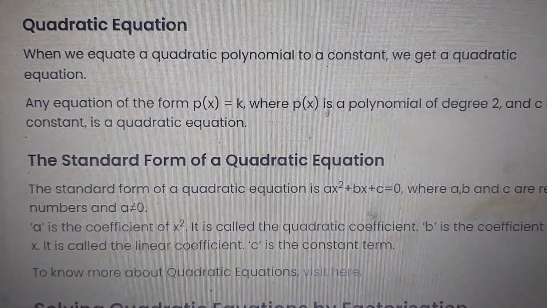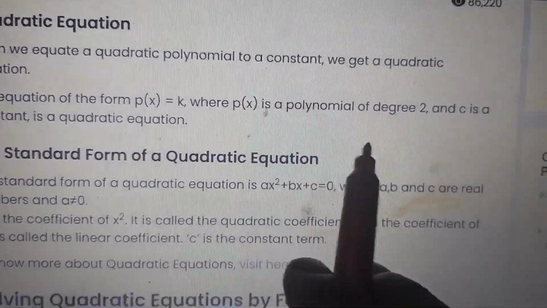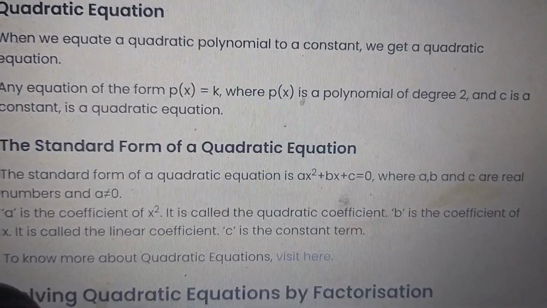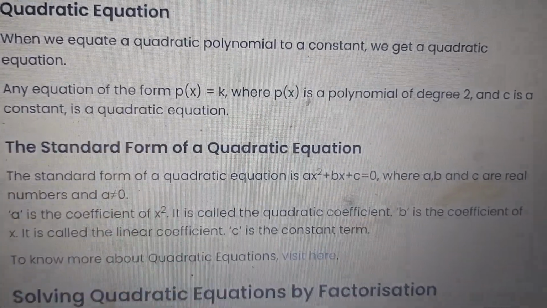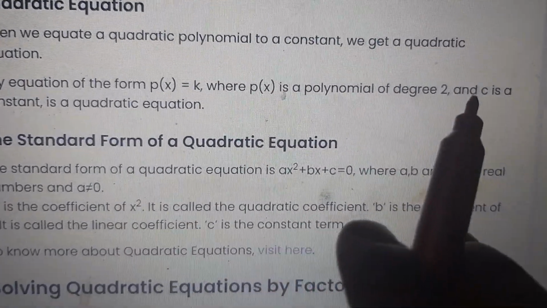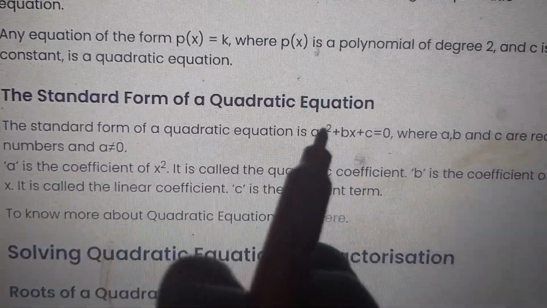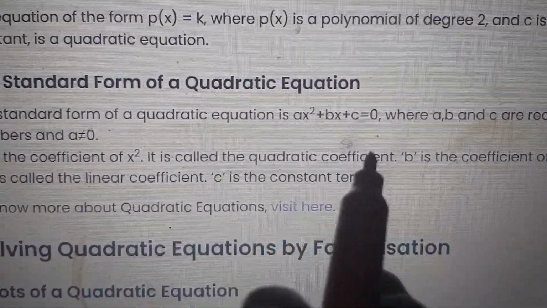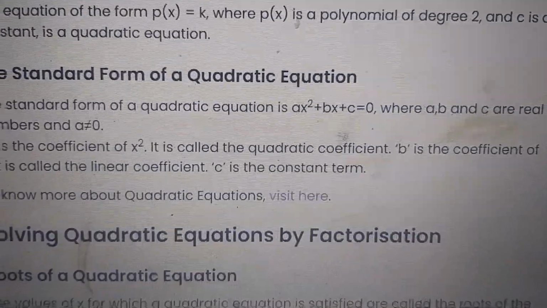Any equation of the form p of x equal to k, where p of x is a polynomial of degree 2 and k is a constant, is a quadratic equation. That is, ax square plus bx plus c is equal to k, and the degree is 2. The standard form of a quadratic equation is ax square plus bx plus c equal to 0, where a, b and c are real numbers.